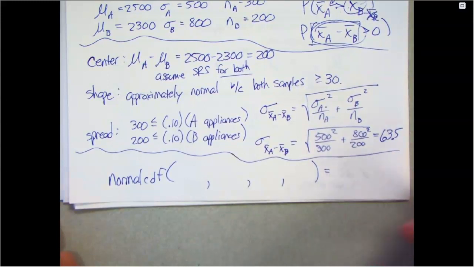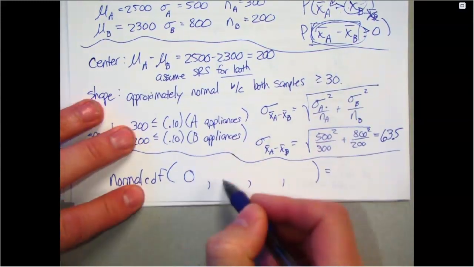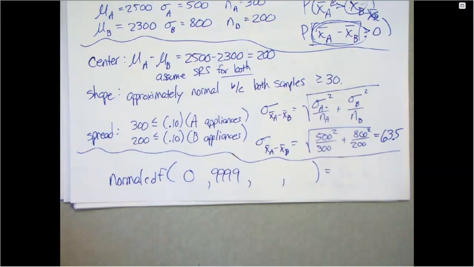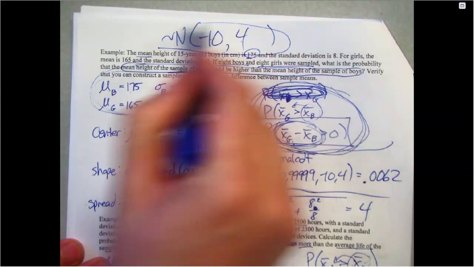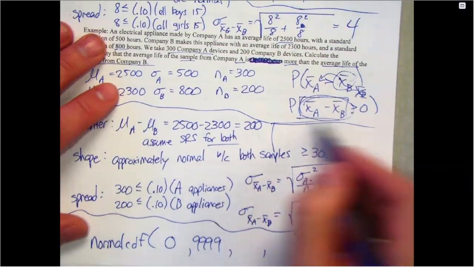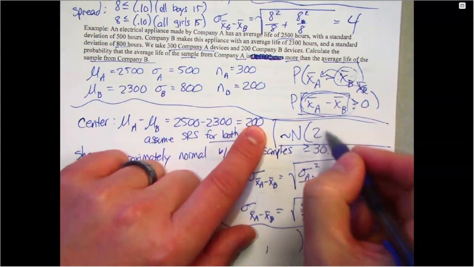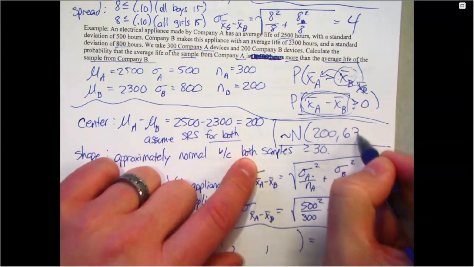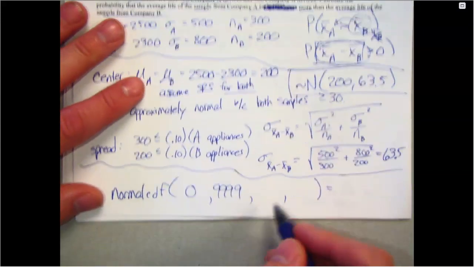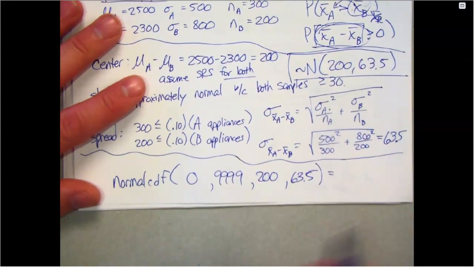Okay, so I want to know the probability that we're greater than 0. So that tells me 0 to 9999. Then I tell the calculator the mean and the standard deviation. It might be helpful to write this out: it would be approximately normal with a mean of 200 and a standard deviation of 63.5. You don't have to write that, it just might help you identify what goes here. Then you tell the calculator the mean and standard deviation, which are those two numbers.